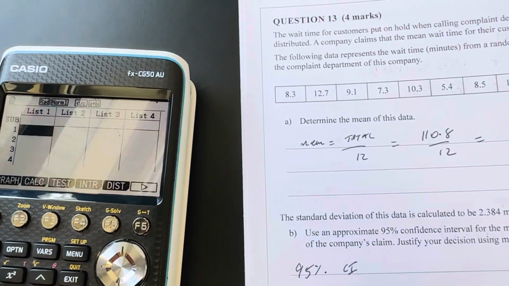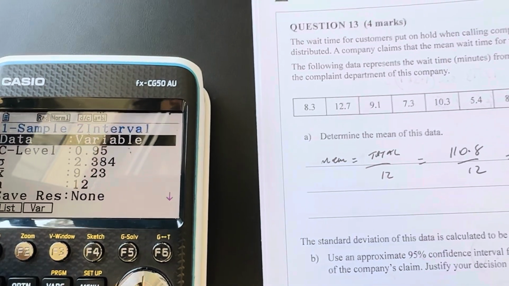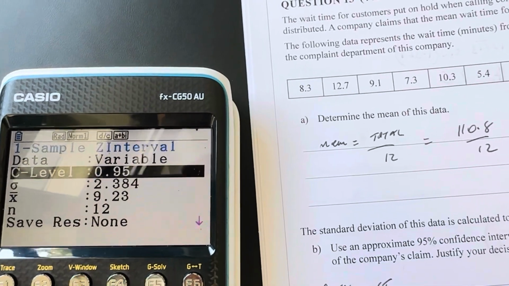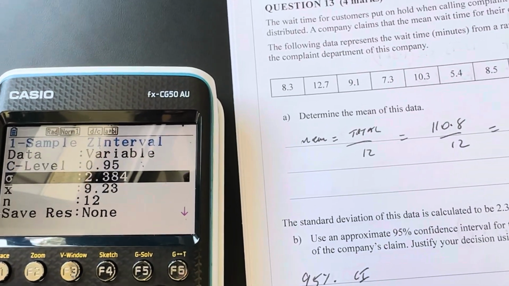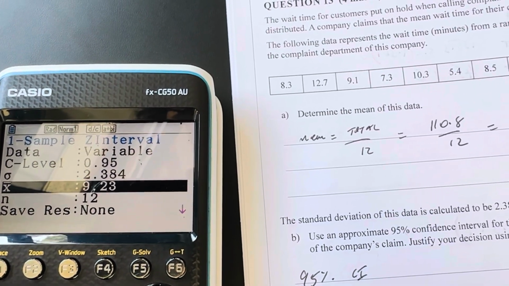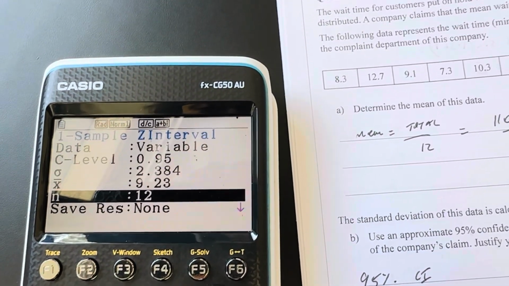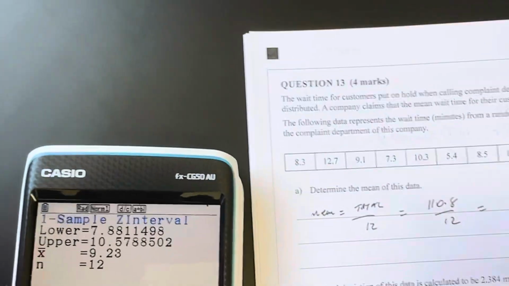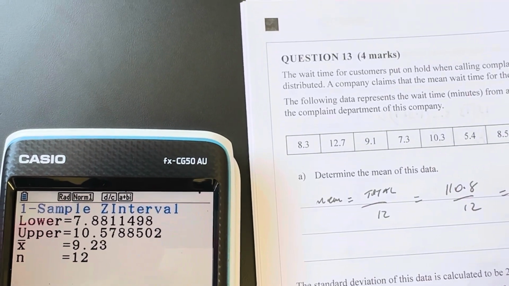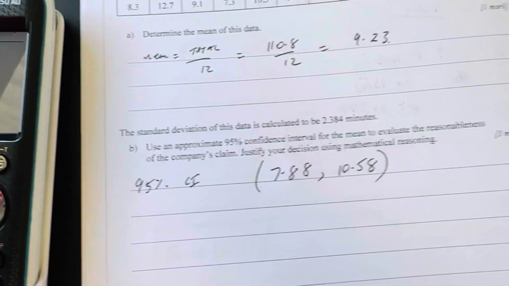Going off to stats mode. And I want an interval Z. Actually, I practiced beforehand, so I have it entered. We have a confidence interval of 0.95. Our standard deviation is 2.384. Our mean is 9.23. And N is 12. That's the size of our sample. Go for it, and we get 7.88 and 10.58. Okay, so we get our confidence interval.